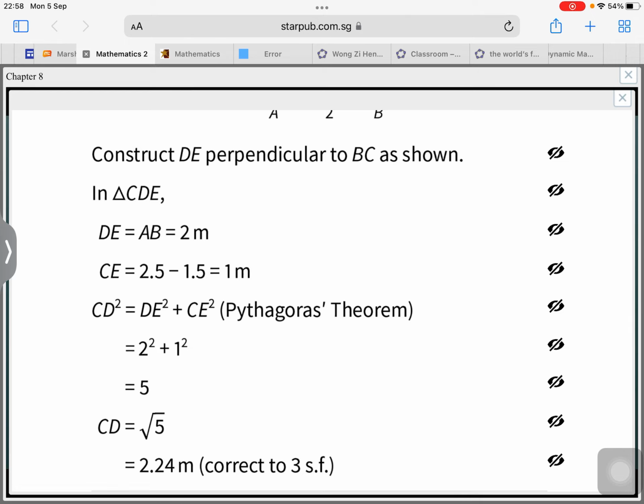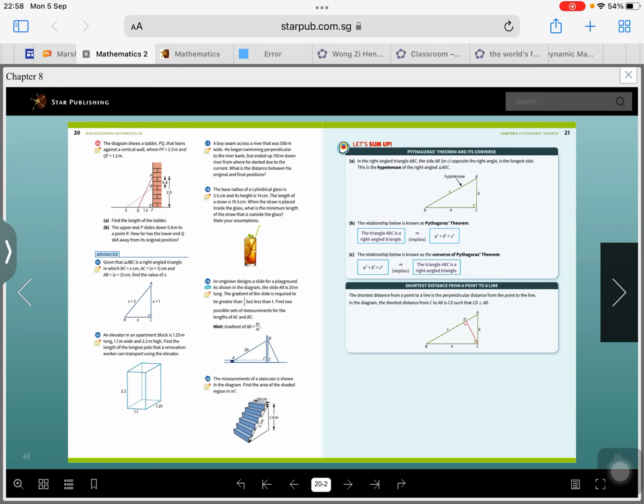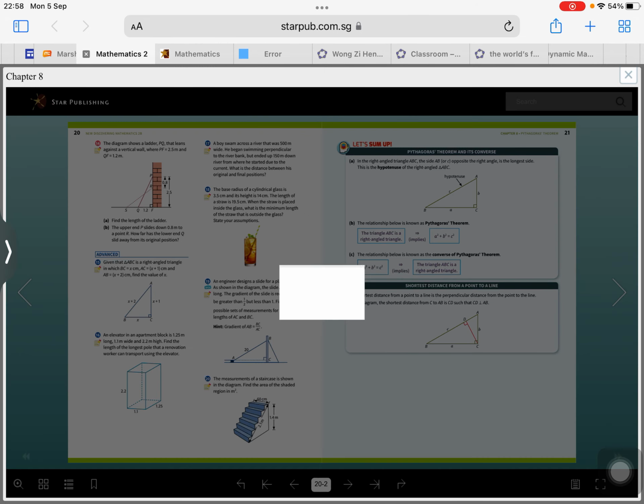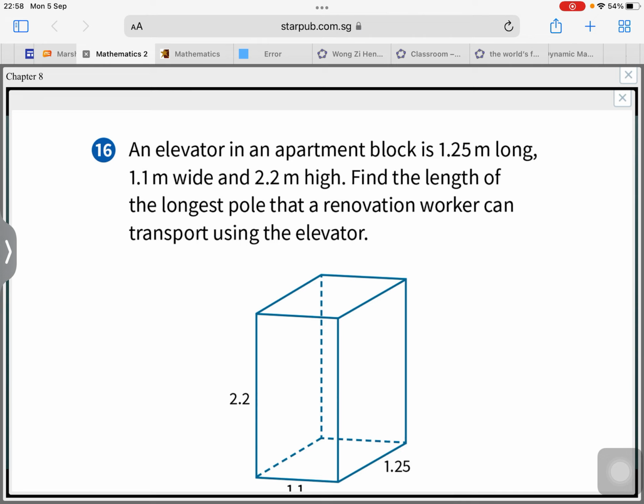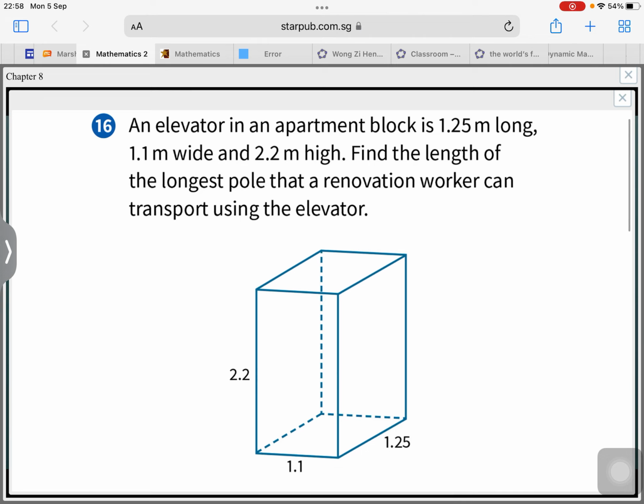Okay, we look at the last question, question 16. This is a slightly more challenging question. Over here they say that this is an elevator, also known as the lift, in an apartment block. It is 1.25 meters long, 1.1 meters wide, and 2.2 meters high. They ask you to find the length of the longest pole that you can put into the elevator. So the longest pole, meaning what is the longest distance that I can fit into here.